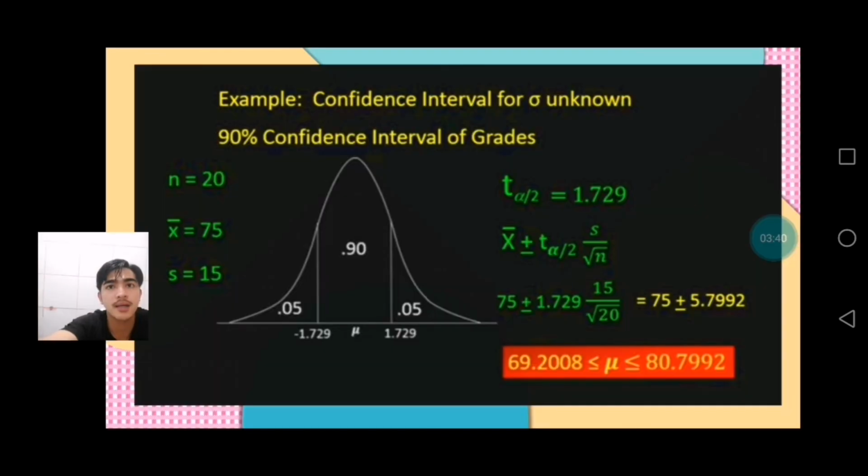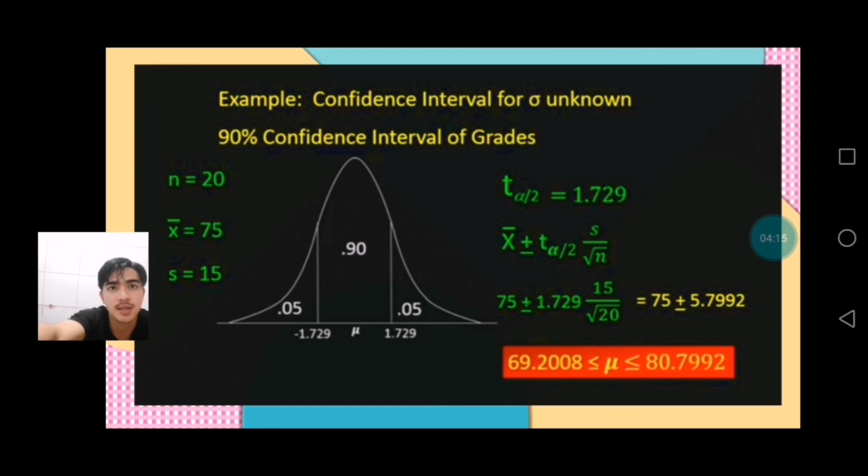Marking this on the distribution, we can see visually that the lower limit is around 69.2 and the upper limit is 80.8. This represents an interval within which we are 90% confident that the true mean exists. Remember that we do not know what the true mean is. We can only be 90% confident that the true mean is located somewhere within this interval.